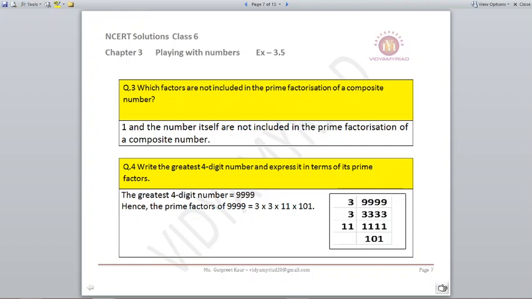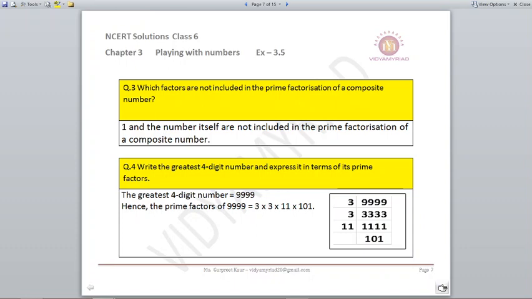Okay. Next, write the greatest 4-digit number and express it in terms of its prime factors. Now children, first of all you should understand what are prime numbers. You should always try to solve it by the prime. Like you will start with 2, you will then go to 3. Then again it is 4, so you will not write 4, you will write with 2 only. All the even numbers will be divided by 2. You should know that. And here we have to find out the prime factors.